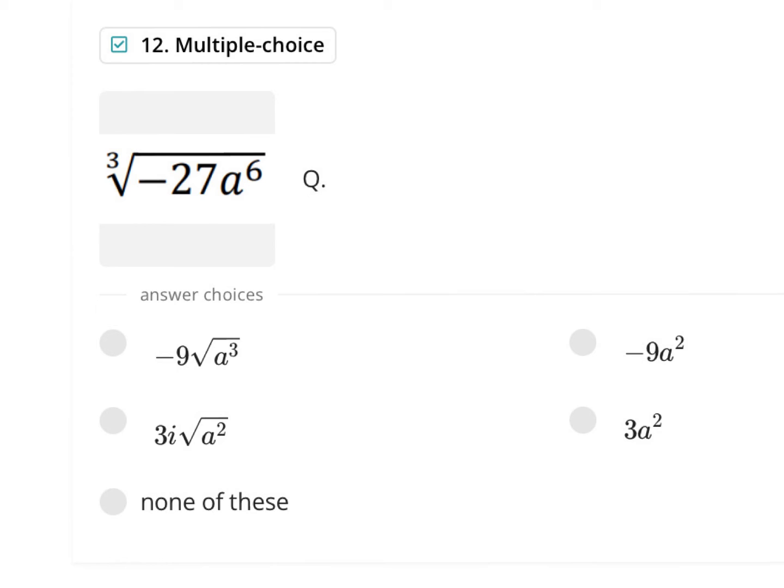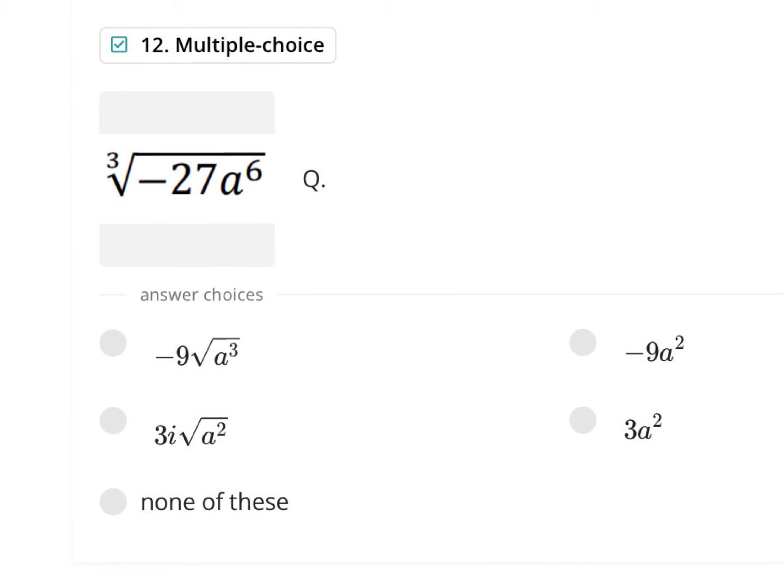Finally, we get to a cube root instead of a square root. Okay, so this is a little bit more fun, right? What we have here is the cube root of negative 27a to the 6th. A lot of people are going to think that an i is involved because of this negative. That's incorrect. That's only on square root functions.